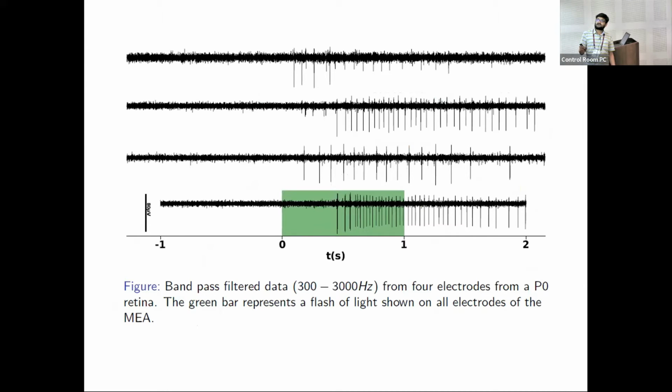This is a green light pulse of some intensity, which is given to all electrodes uniformly. I have just shown it on one electrode. For reference, 0 is when the stimulus is given for 1 second, but I have shown the earlier time to show that there is not much firing. But when the light is switched on, there is firing on multiple electrodes. Even for such a simple stimulus, you can see that the firing patterns are different. This one starts later than this. This one has more spikes than this. This one is different from this one. So all of these are different cells, just for a simple full field flash.